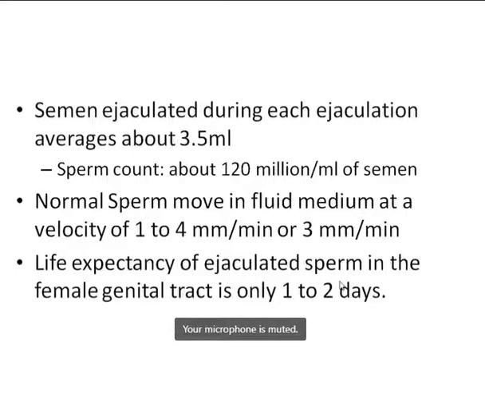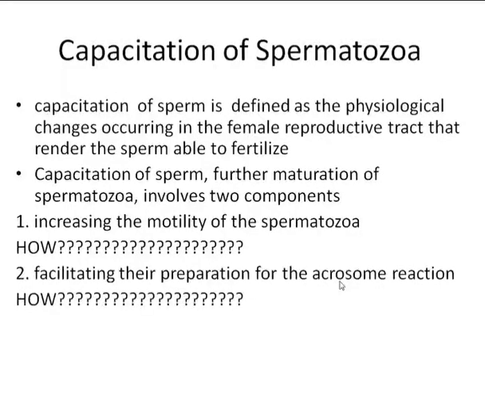That is known as capacitation of sperm. What is capacitation of sperm? Capacitation of sperm occurs in the female genital tract. It's not in the male reproductive tract, but in the female reproductive tract that capacitation of the spermatozoa will occur. This is the final maturation of the sperm or spermatozoa. So this capacitation will make the sperm able to fertilize the ovum.